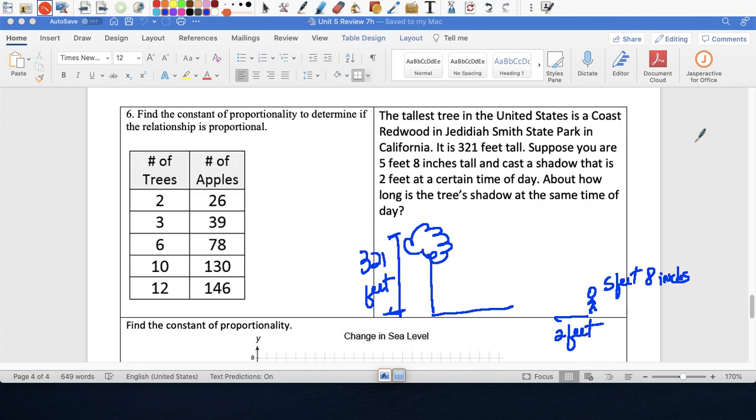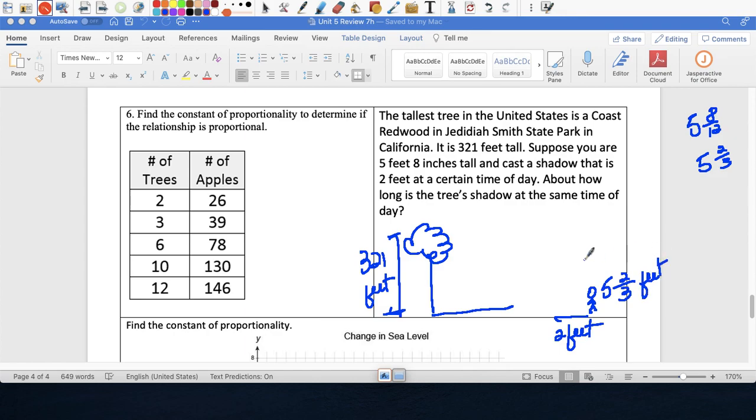Hopefully everybody noticed that this 5 feet 8 inches, you can't write 5 8, right? So you can write 5 8/12, because 1 foot is 12 inches, or 5 2/3 if you want. That's acceptable. So instead of 5 feet 8 inches, you can write 5 2/3. That's the tricky part in this question.